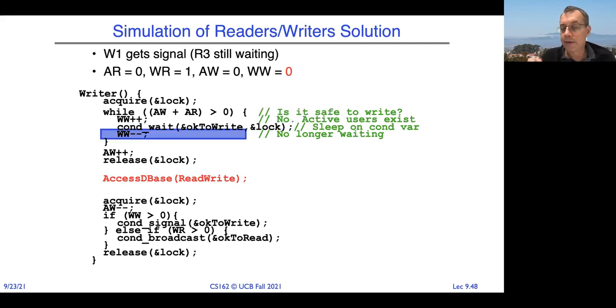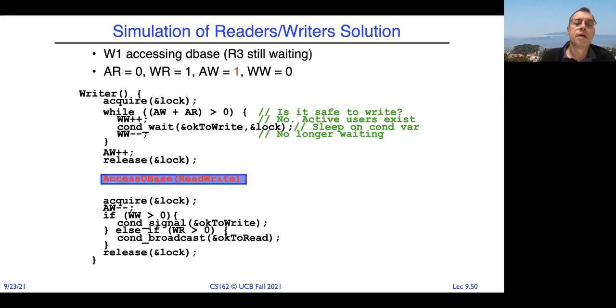Decrement number of waiting writers. I am no longer waiting now. Increment the number of active writers. I am active now. Release the lock and access the database.